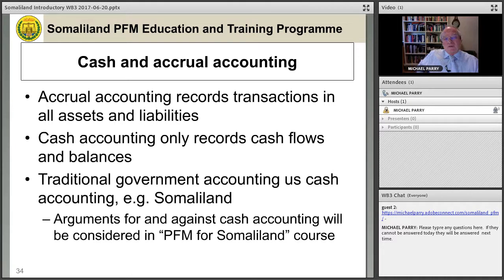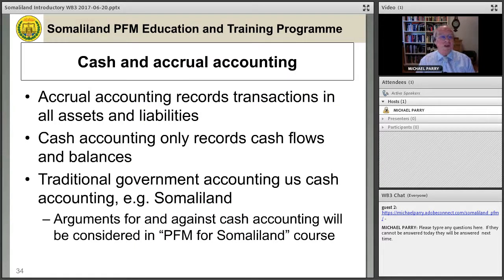Everything we've looked at so far in the workbooks has been based on accrual accounting. Accrual accounting records all transactions in all types of assets and liabilities. An alternative approach is cash accounting, which only records cash flows and balances. In fact, it only generates the cash flow statement, which we saw earlier on. You do not have asset and liability accounts.